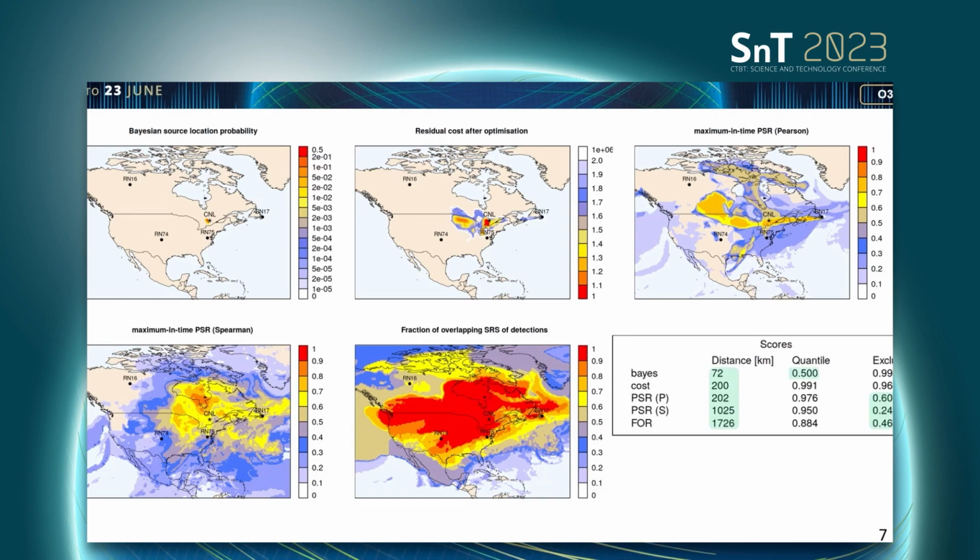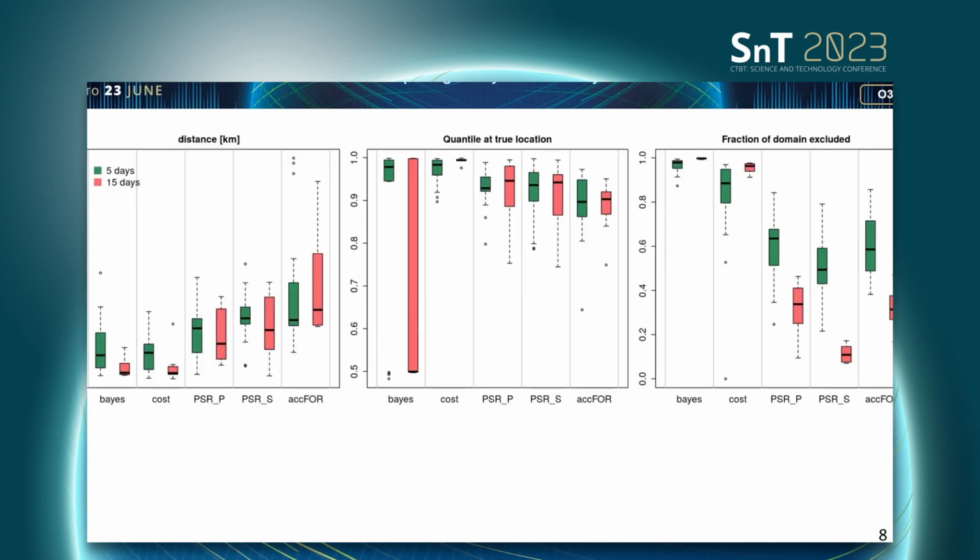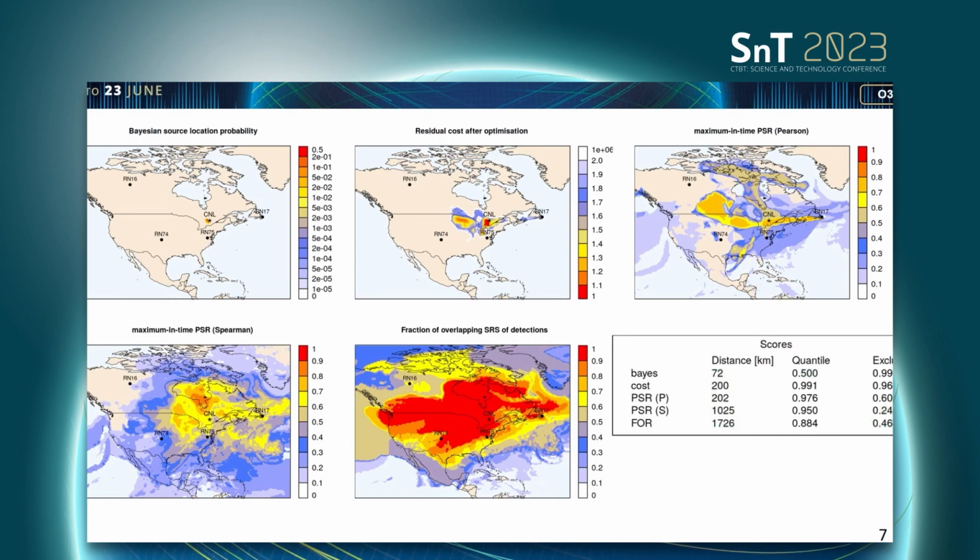So when we look at the distance score, we see that the Bayesian method does a very good job, but also the cost function and the PSR using the Pearson correlation does a good job, while the other methods are a bit further off. The quantiles are generally high, not for the Bayesian approach, because if you look carefully, you will see that this source location probability just touches Chalk River Laboratories, and it does not include it. And this should be investigated further.